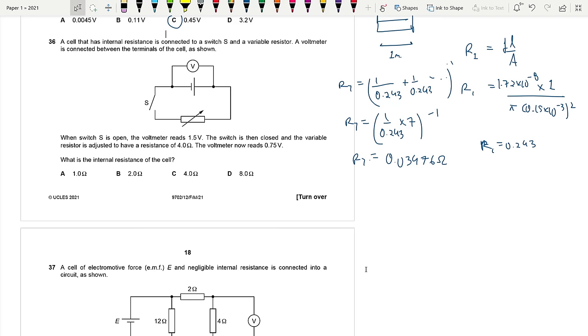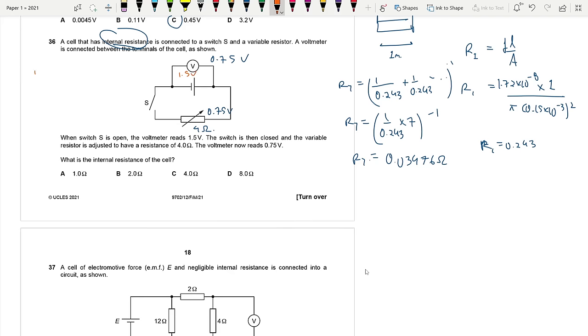But when you close the switch, as current flows through the battery, some heat will be lost in the internal resistance. You guys need to understand that. That's the terminal PD. The switch is then closed and the variable resistor is adjusted to have a resistance of 4 ohms. The voltmeter now reads 0.75. So now we are getting the terminal PD. So the variable resistor is getting 0.75 volts, okay?